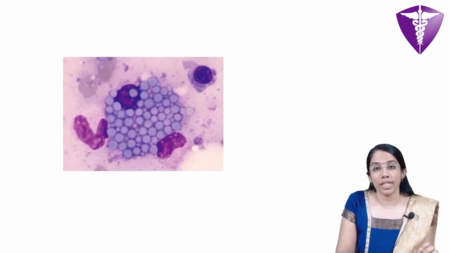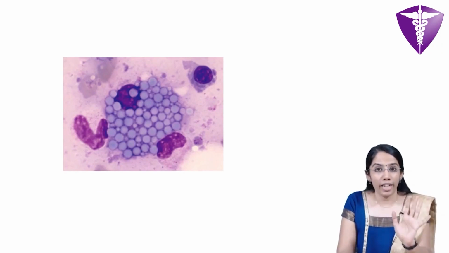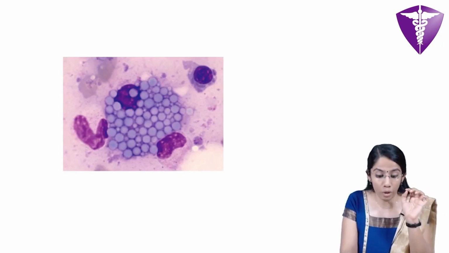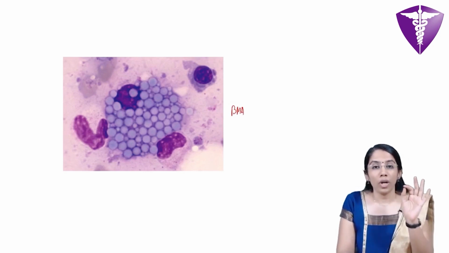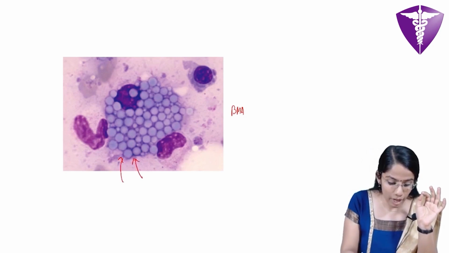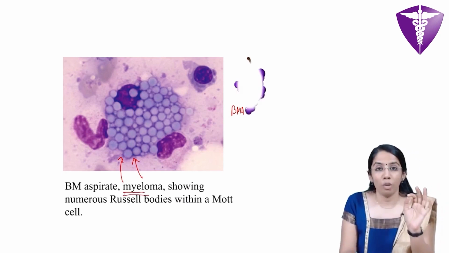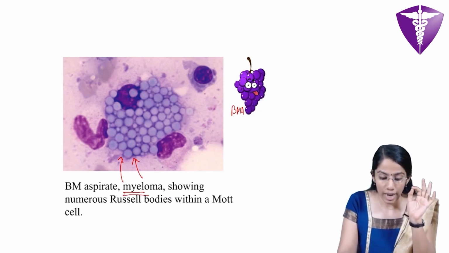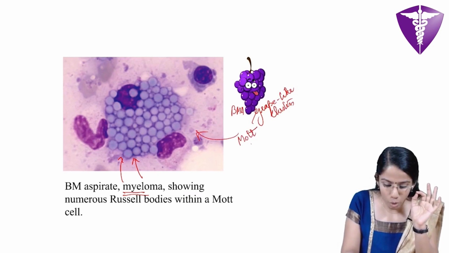This can also be asked as a question. An elderly male or female with multiple lytic lesions of the bone, and this is the bone marrow aspirate picture, and you've been asked to diagnose. Here, in the cell there are multiple Russell bodies seen. So this is a case of myeloma showing multiple Russell bodies and grape-like clusters. These grape-like clusters are what is called a Mott cell.